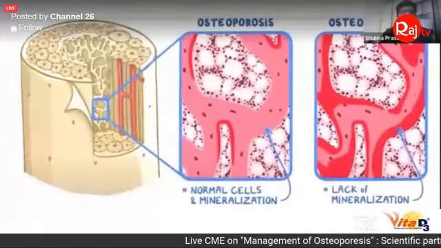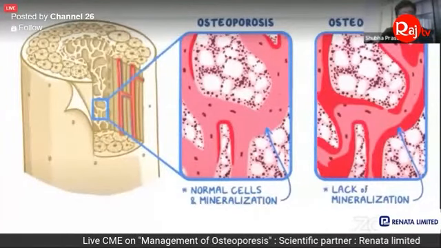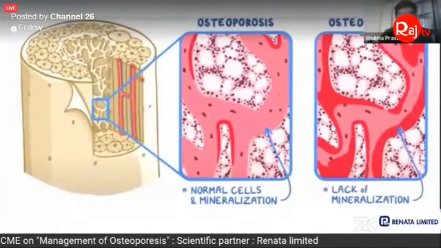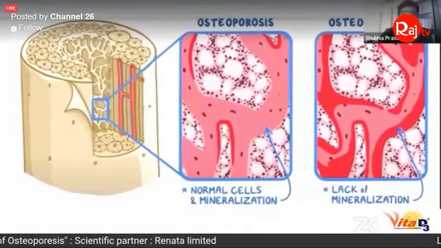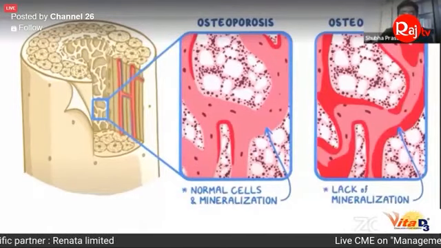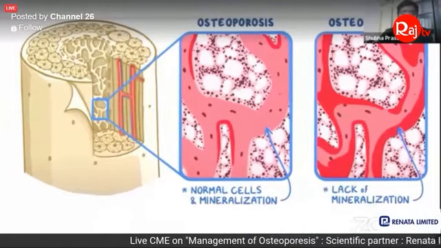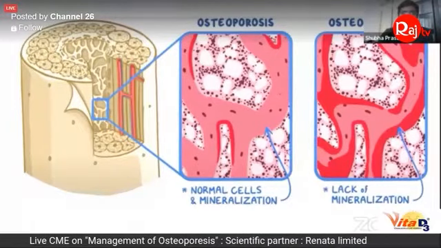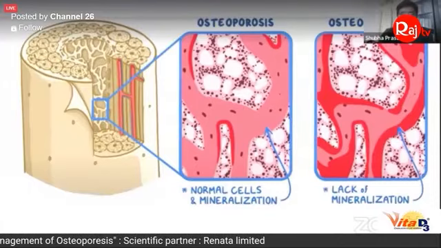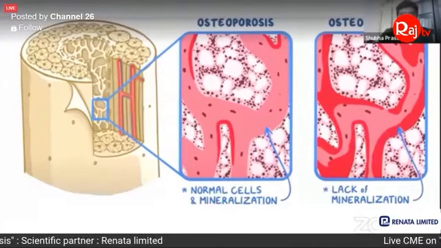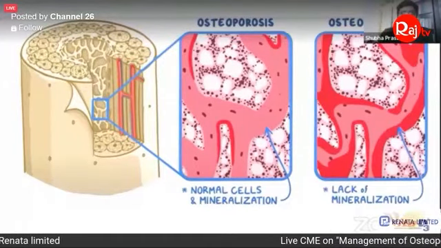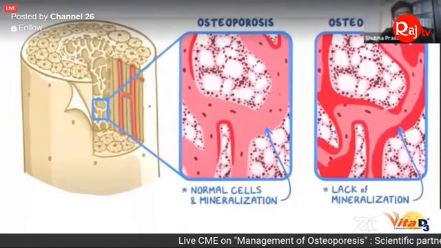So now, when osteoclasts break down bone faster than the osteoblasts can rebuild it, it results in lowering of the bone mass eventually, which leads to osteoporosis. If we look at the slide, the microscopic cross section of an osteoporotic bone will show normal cells with normal mineralization.